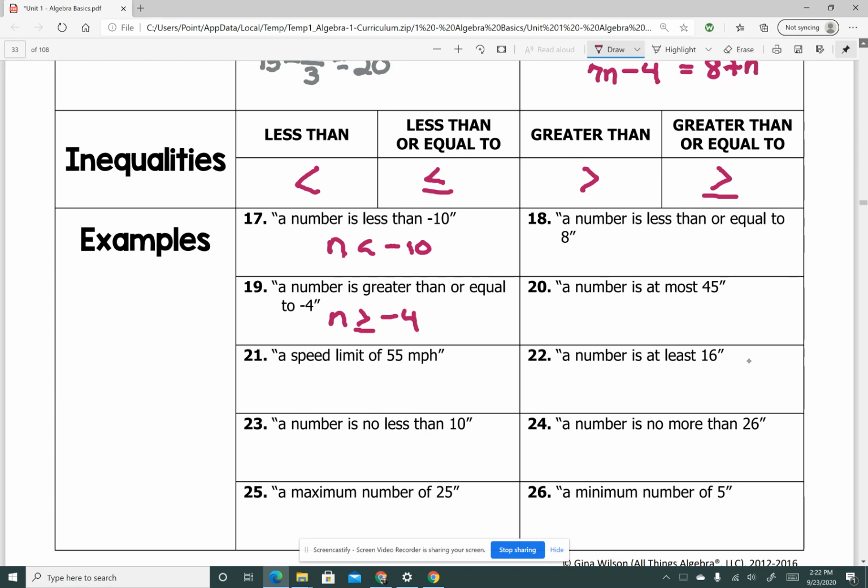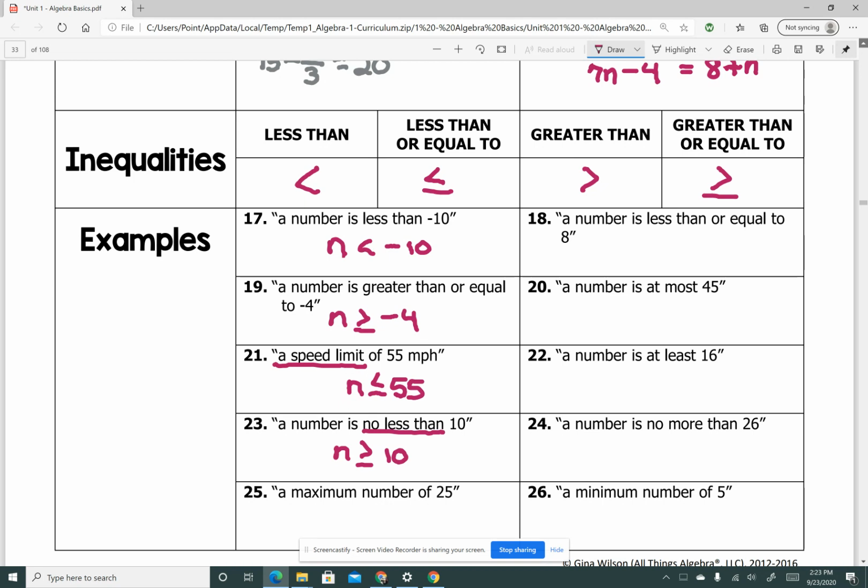Now we've got some real world problems here. A speed limit of 55. That means that you can't go over 55. So n must be less than or equal to 55. A number no less than 10. So the number cannot be less than 10. Can it be 10? Yes. Number n must be greater than or equal to 10.